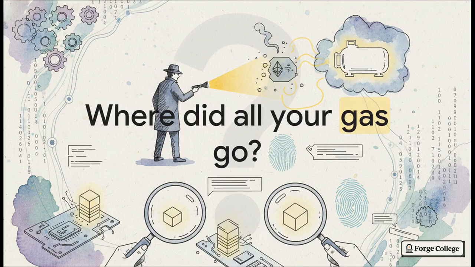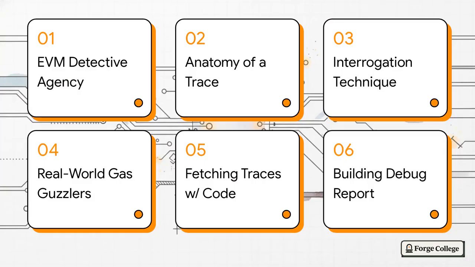Our mission right now is to sweep that scene, dust for prints, and find exactly where that transaction spent your precious gas. So, here is our investigative roadmap to crack this case. First, we'll open up the EVM detective agency. Second, we'll examine the anatomy of a trace. Third, we'll learn the interrogation technique. Fourth, we'll review some real-world gas guzzlers. Fifth, we'll fetch traces with code. And lastly, we'll build your debug report. All right, let's jump in.